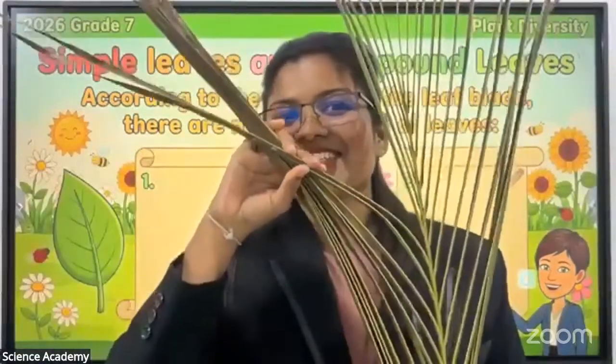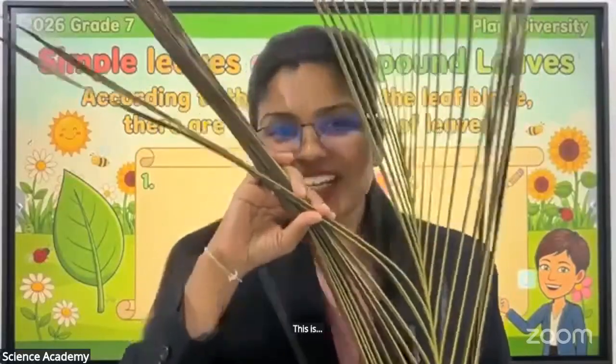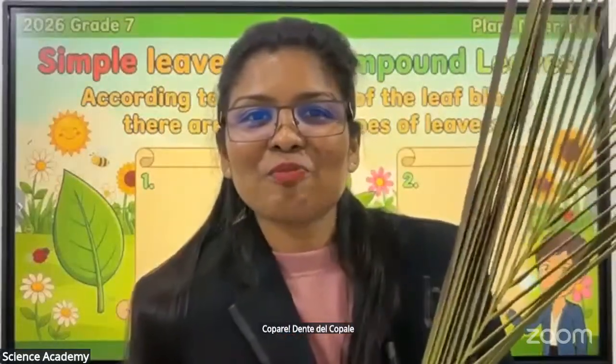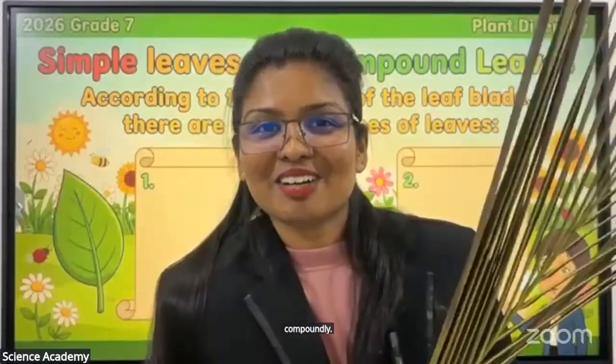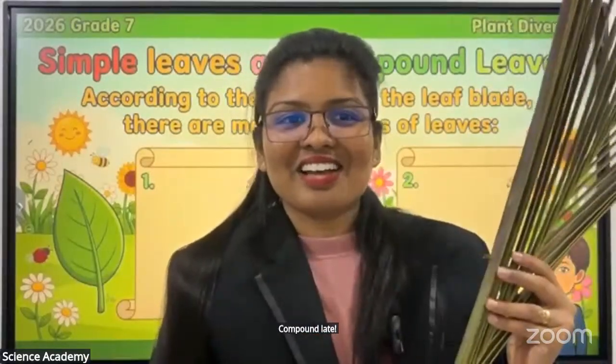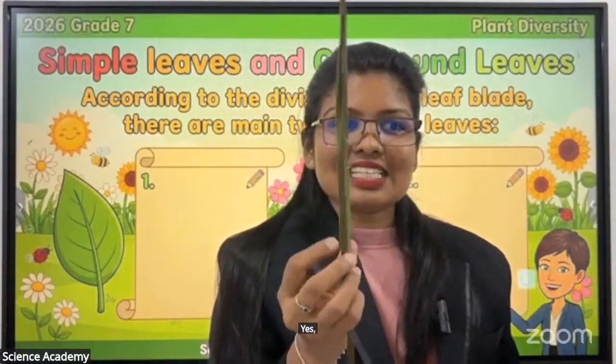What is this? This is coconut. Then children, coconut is also a compound leaf. You thought that this palm tree part is a leaf, yes.